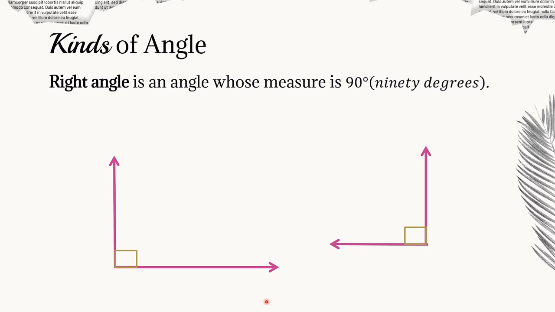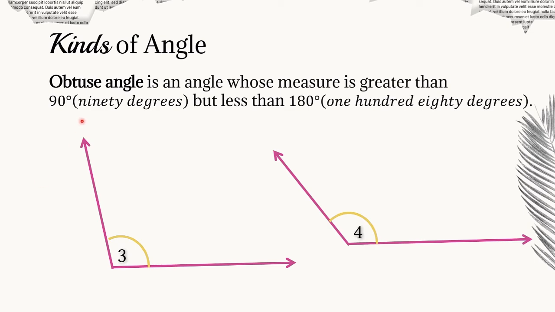Madali mong ma-identify kung right angle yan. Kapag ito ay may parang square dito sa gilid, yan yung angle na nagsisilbing 90 degrees. How about naman obtuse? Pag sinabing obtuse, ito yung measurement niya greater than 90 degrees but less than 180 degrees. So, ibig sabihin, ang range lang ng degrees o measurement ng ating obtuse angle is 91 to 179 degrees. And these are the example figures ng isang obtuse angle.